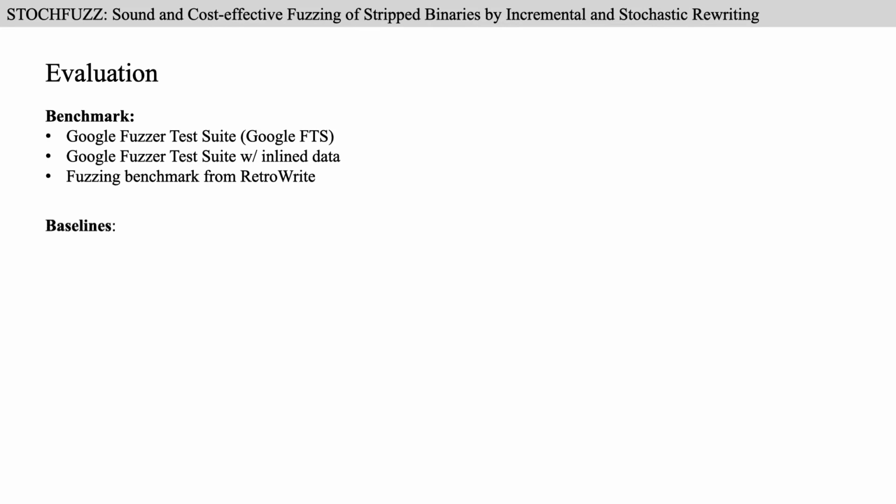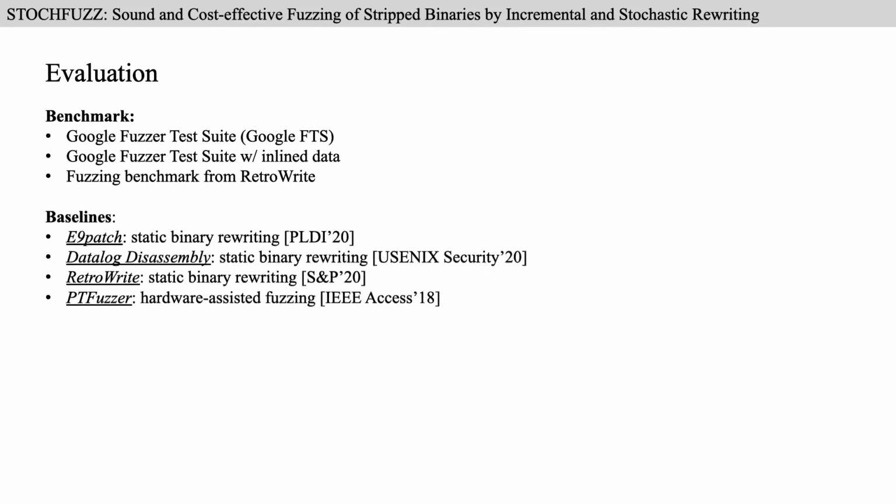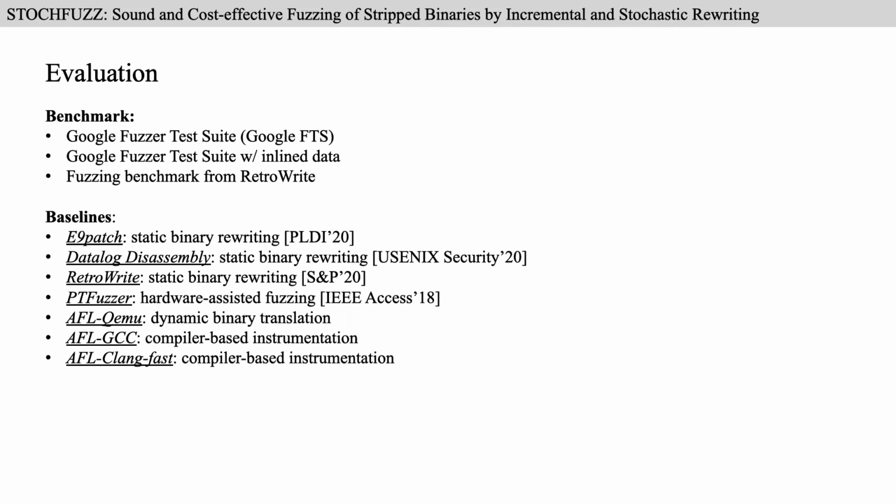Our evaluation is conducted on 3 benchmarks, including Google FTS, a variant of Google FTS compiled with inline data, and the fuzzing benchmark from VirtualWrite. We compare with 5 state-of-the-art binary-only fuzzing tools, including 3 static rewriting techniques, a hardware assisted technique, and a dynamic translation technique. We additionally compare with 2 compiler-based techniques as reference. Due to time limitation, I will discuss 3 experiments. Much more can be found in our paper.